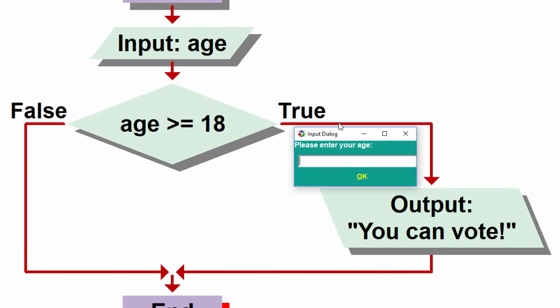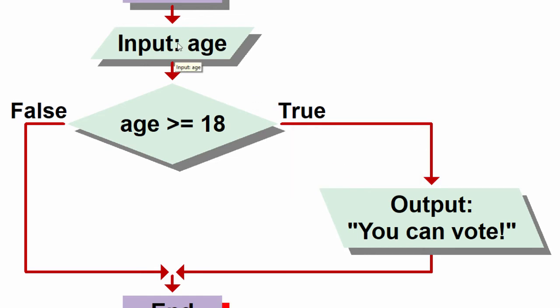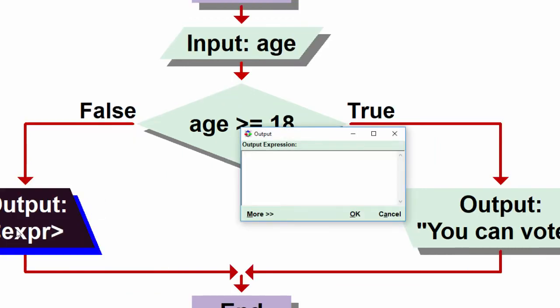Let's run this again, and this time I'll say that I am 16, and with 16, notice nothing happens. Why? Because 16 is not greater than or equal to 18. It's actually less than, correct? So this is false or no, and it goes to the left. And if you want, we can put an output statement in there and say, how about, you cannot yet vote.